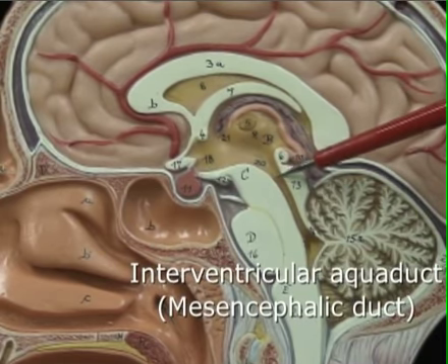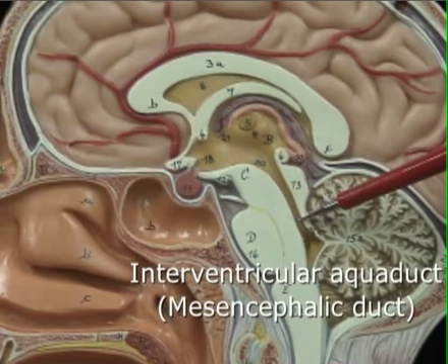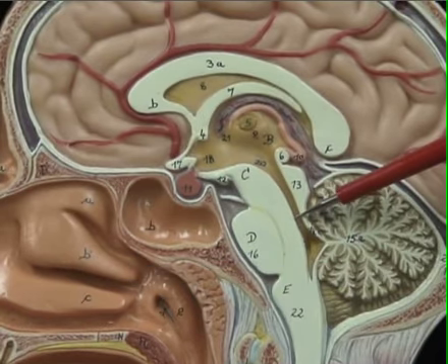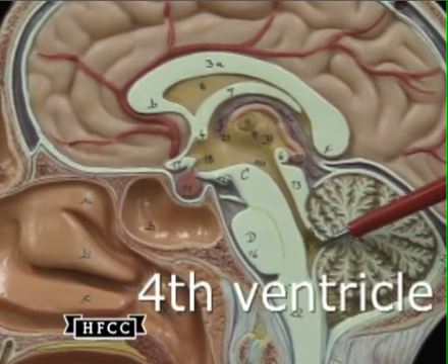Then this groove here is the interventricular aqueduct, or aqueductus Sylvius as some call it, or mesencephalic duct, connecting fluid from the third to the fourth ventricle. That fourth ventricle is a small chamber right there.